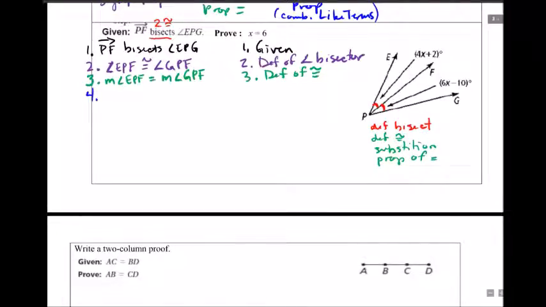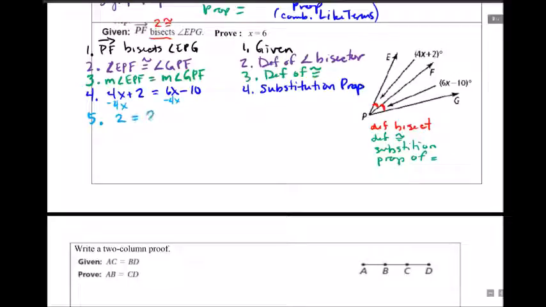Now, why do I want to do that? Well, step 4 is going to let me say that 4x plus 2 equals 6x minus 10, and that is simply the substitution property. All right, now what's my next step going to be? I am going to subtract 4x from both sides. So step 5 is going to be 2 equals 2x minus 10. And what let me do that? The subtraction property of equality.